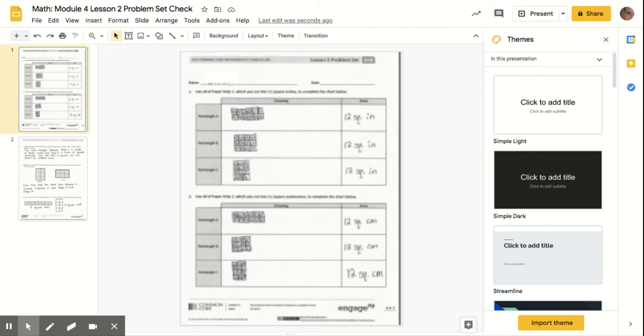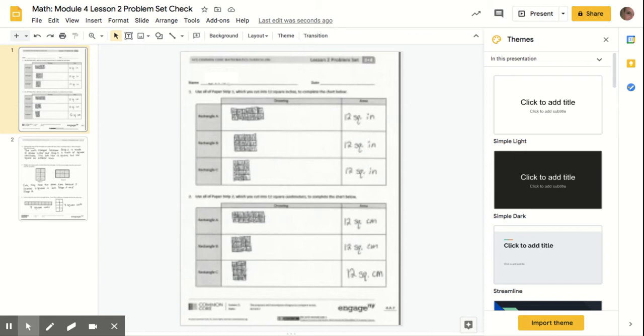So we are going to be checking Module 4, Lesson 2, the problem set. And I'm sorry this picture isn't the most clear picture, but you'll be able to see what we're doing. So on number 1, you were supposed to use the paper strip 1, and you cut that into 12 square inches. So you have to complete the chart. Now you just had to make 3 different rectangles using each of the 12 square inches.